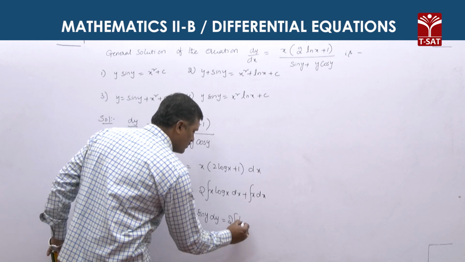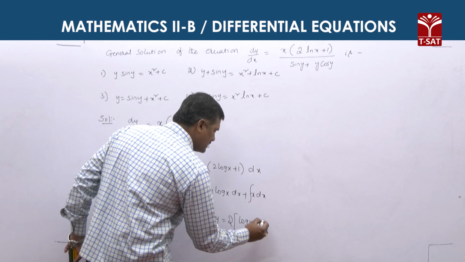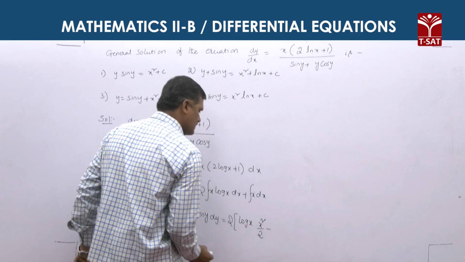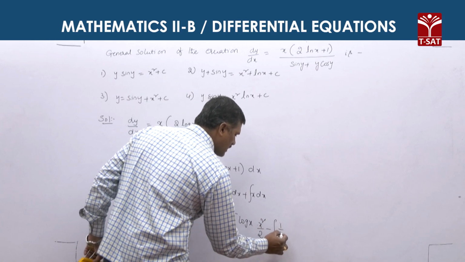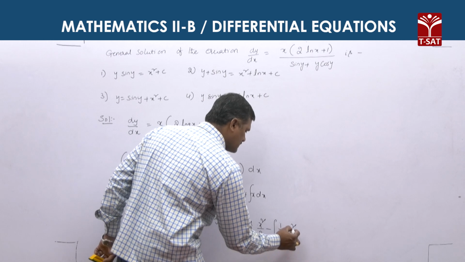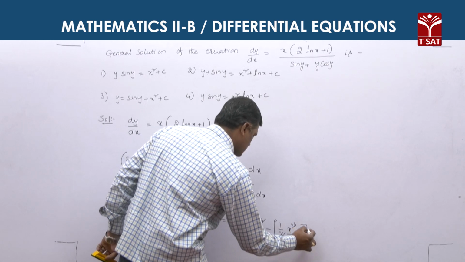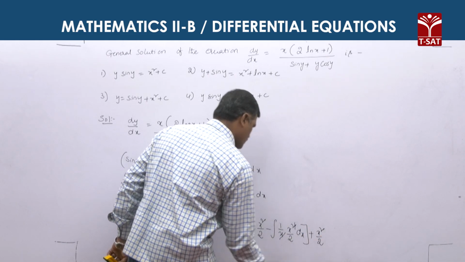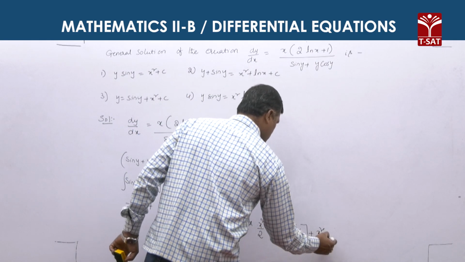So x is an algebraic function. After L comes A, therefore L is the first function, logarithmic function log x is the first function and x is the second function. So first function log x into integral of second function, x integration x square by 2, minus integral of derivative of first function, log x derivative 1 by x, into integral of second function x square by 2. x will go into dx, plus integral x dx is x square by 2, plus c here.